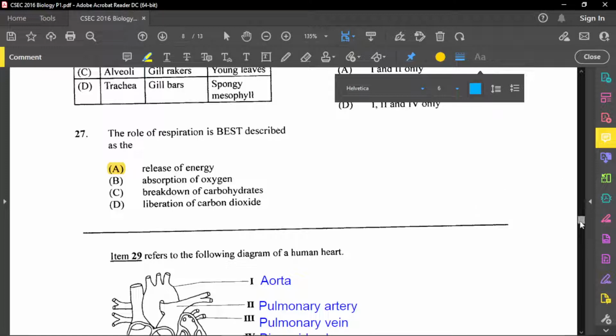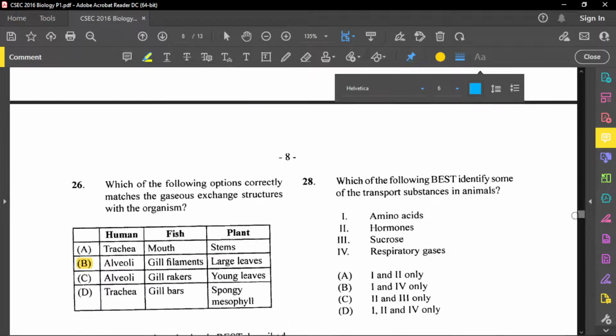Go back up the road, which I was avoiding. But anyhow, 28 is which of the following best identifies some of the transport substances in animals. And yes, we transport amino acids, we transport hormones, we do not transport sucrose, as I mentioned in the last review. Sucrose is transported in plants by a process called translocation. All right? Respiratory gases, which are carbon dioxide and oxygen. Yeah, we do transport those in the blood. Oxygen goes to the cell, carbon dioxide comes back from the cell and goes back into the alveoli and is excreted. All right, so the option here must be 1, 2, and 4. So 1, 2, and 4 is D. So 28 is D.